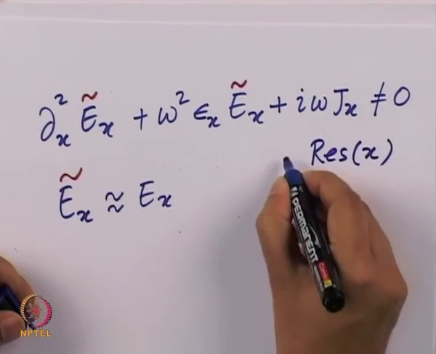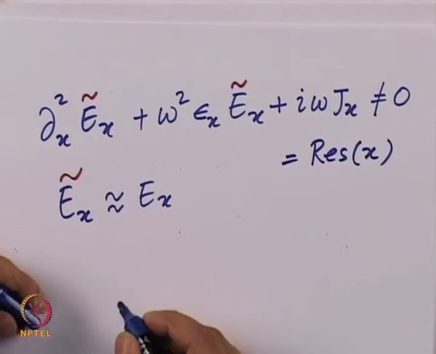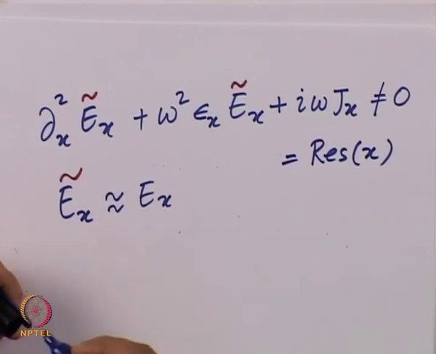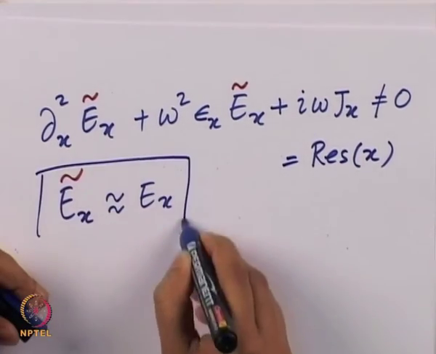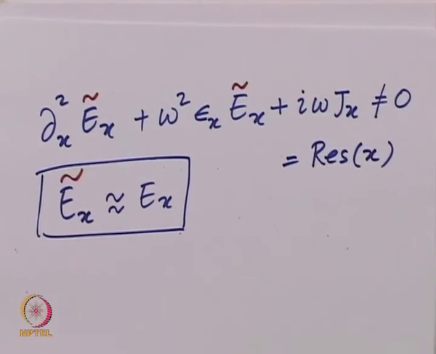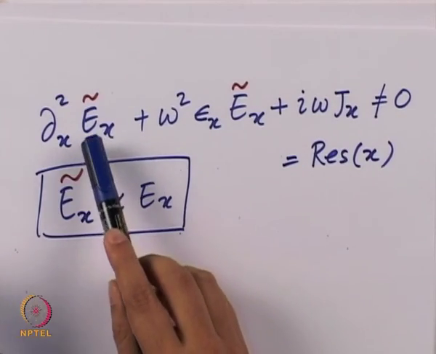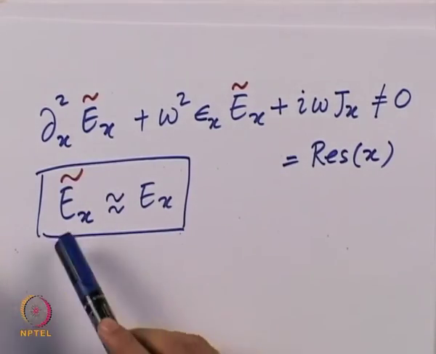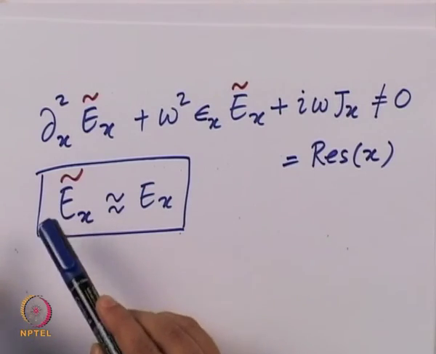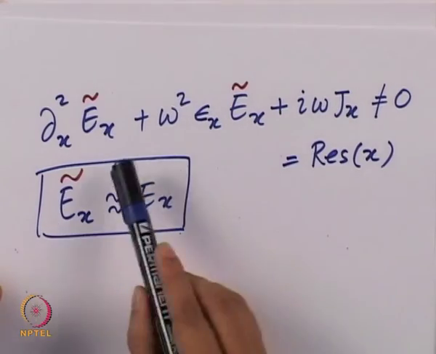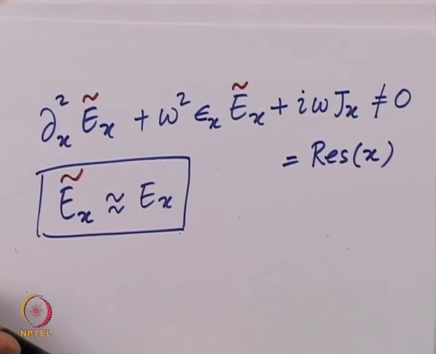Let us say that the residual I write as res of x. Since it is not the exact value of e of x, I am only using an approximate value of e of x, and I will explain what this approximate value is, but it is enough to know that this value will not be exactly equal to 0, but it will have some residuals. Residuals in the sense some errors.